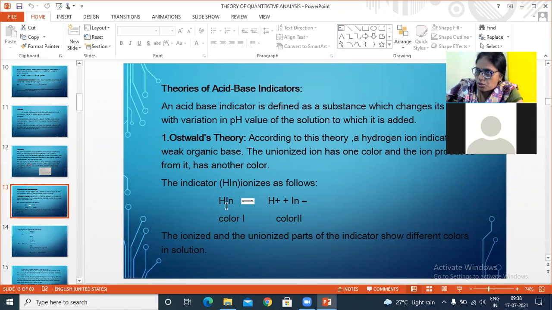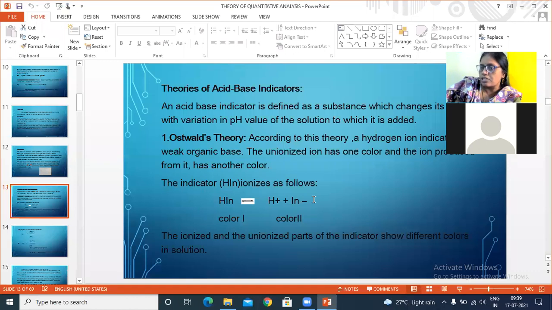When it undergoes dissociation, we can expect In minus and H plus ions. The H plus ions are ready to react with OH minus ions. The remaining ion, In minus, has a specific color, which is the color we observe in the indicator in a basic medium. That is based on Ostwald's theory.